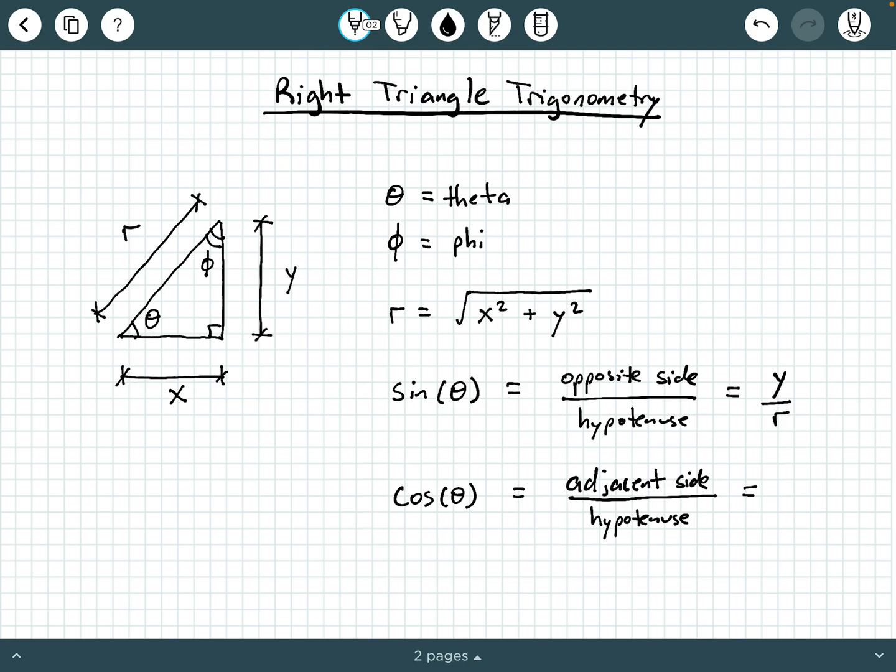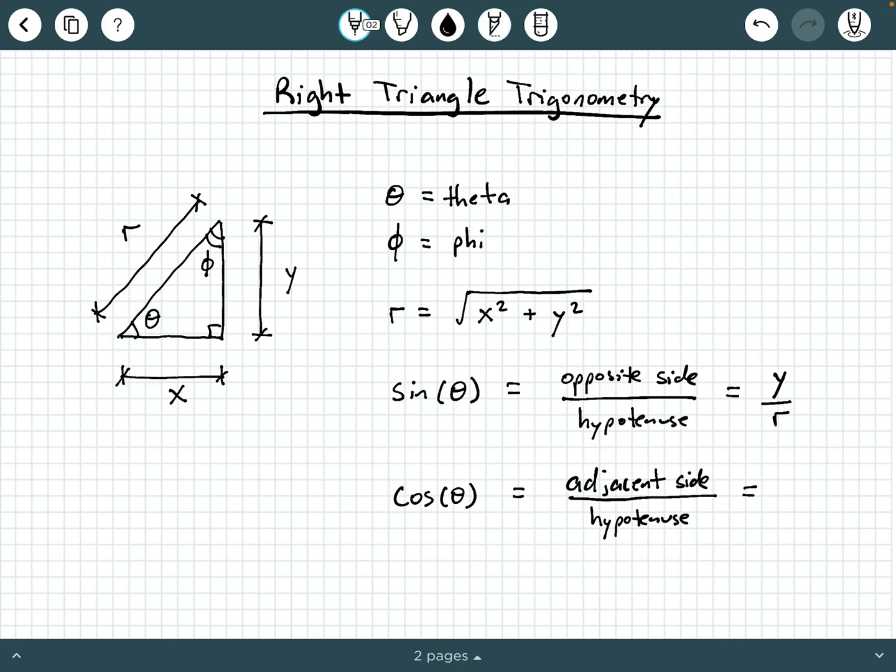Well, adjacent really means next to, okay? So when we have angle theta here, the side that is adjacent to angle theta that is not the hypotenuse is going to be this side with length x. So x right here is our adjacent side to angle theta.